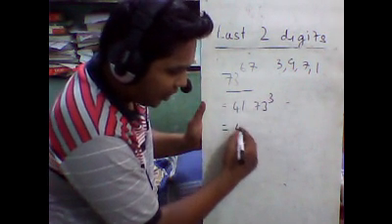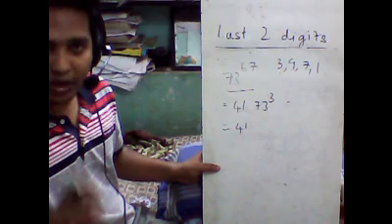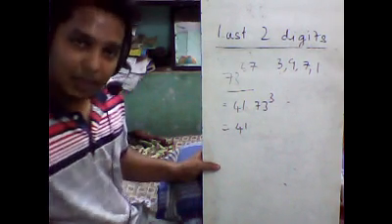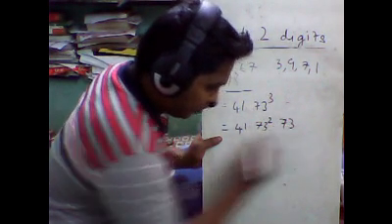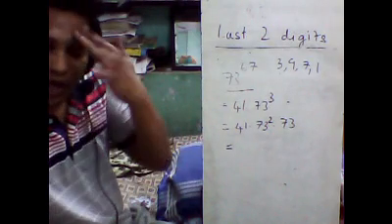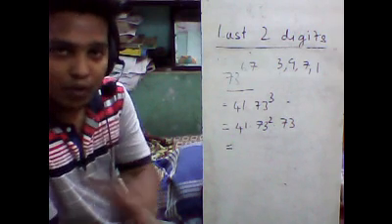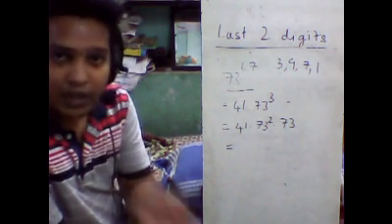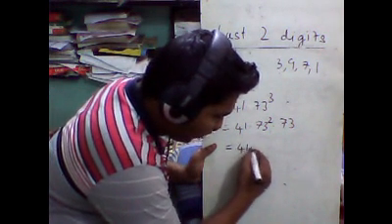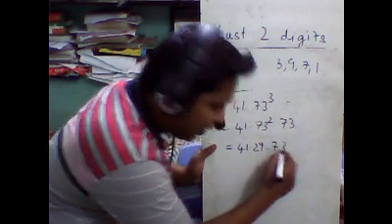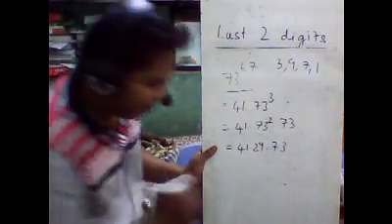Now 73 cube can be separated into 73 square into 73. We know the last two digits of 73 square is the last two digits of 23 square, which is 29, since 23 square is 529. So this becomes 41 into 29 into 73. There is no short way to find the last two digits of 41 into 29 into 73. We have to multiply and find it.